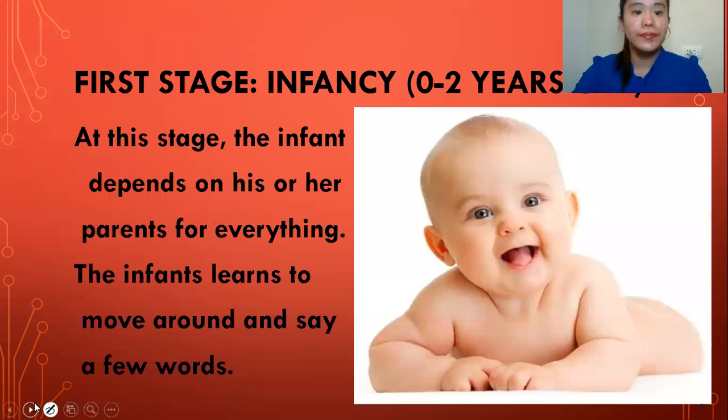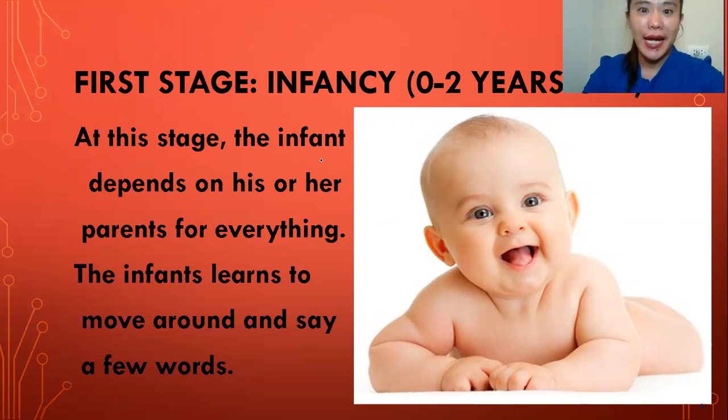So let's move on to the stages of the human life cycle. All right. The first stage is infancy. Everybody, can you see the blue color in here? So that is infancy. When we say infancy, it's between 0 to 2 years old. Again, 0 to 2 years old. All right. Can you spell infancy? I-N-F-A-N-C-Y. Infancy.